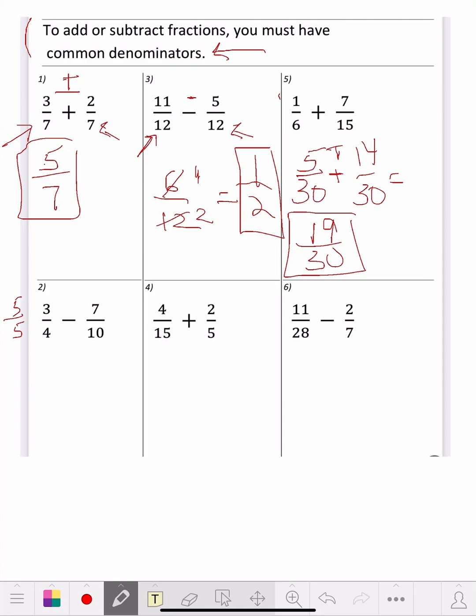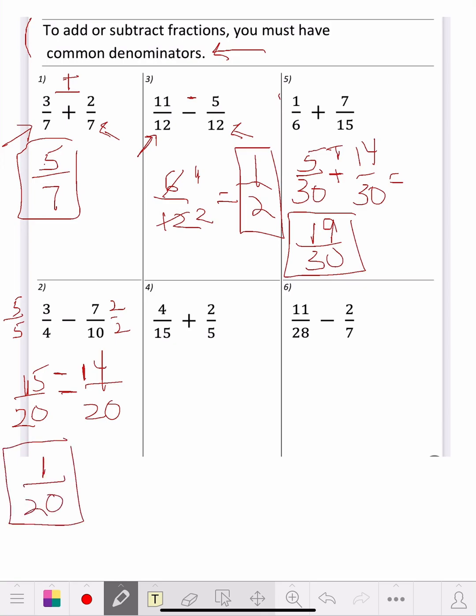So 5 times 3 is 15. 5 times 4 is 20. So now I've got to make the other one 20. So it's going to be minus, okay, 10 goes into 20 2 times. So I've got to multiply both sides, both top and bottom, by 2. Okay, that's 1. Okay, so I'm going to have 14/20. So now 15 minus 14, it's going to be 1 over 20. We'll leave the bottom the same. Look at that, that's the answer. That was kind of easy. Okay, let's go to the next one.